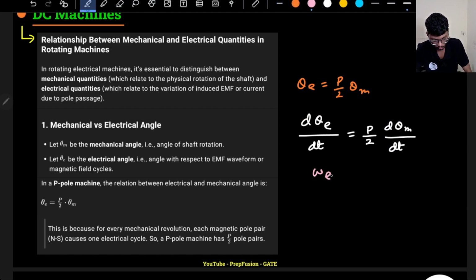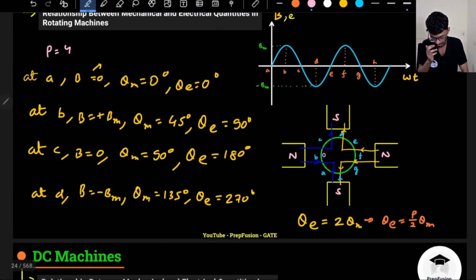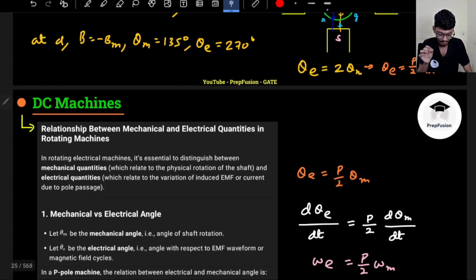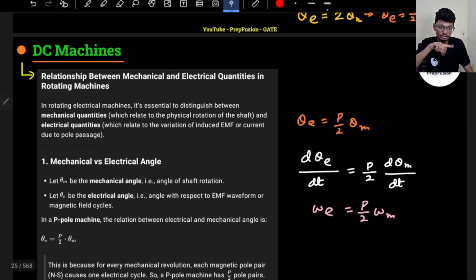Omega e. What is omega e? Omega e is basically the frequency. I will write the frequency term as well. Omega e, the electrical speed, equals P by 2 times omega m, the mechanical speed. P by 2 is just a constant. So electrically, how fast my waveform is changing is P by 2 times the mechanical speed, how fast your rotor will rotate.